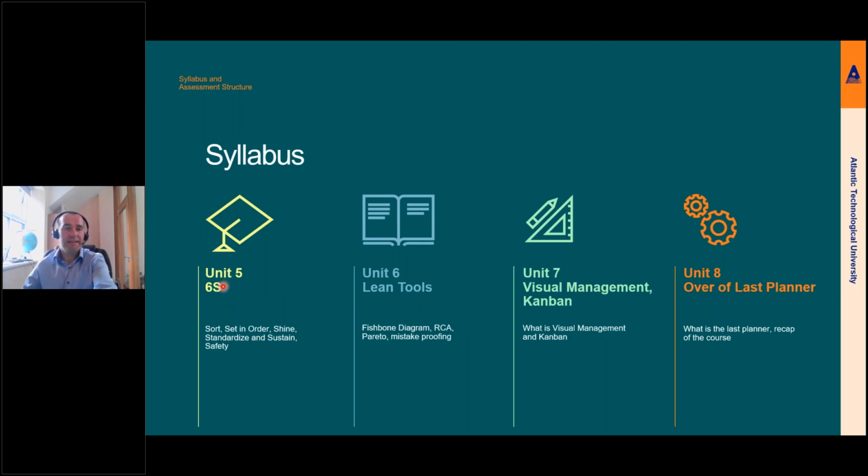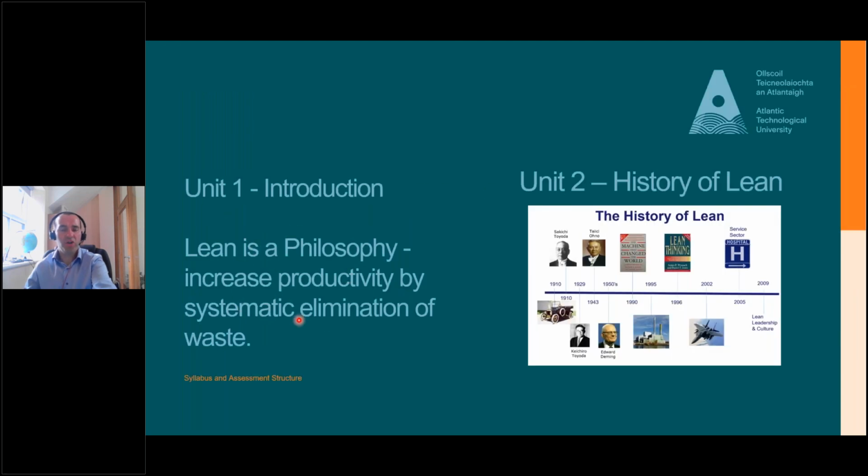And then units 5, 6, and 7 are the sort, the 6 S's, and lean tools such as the fishbone diagram in unit 6, root cause analysis, mistake proofing, and visual management, and the overview of the last planner. So just a couple of slides on this. So introduction, just the philosophy of what lean is and how we're trying to continually do better.